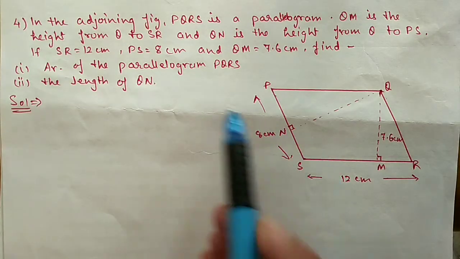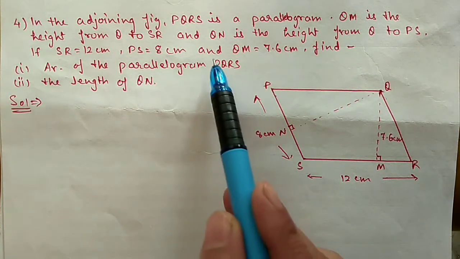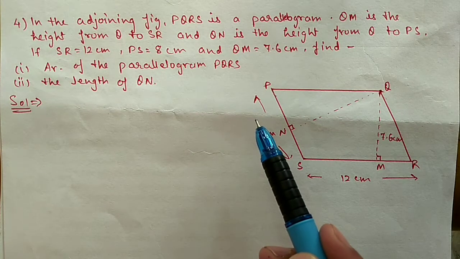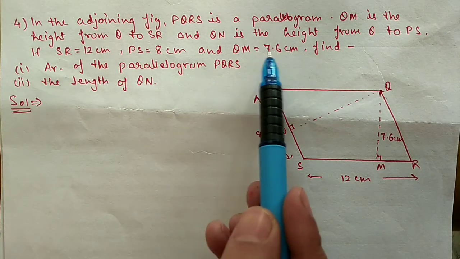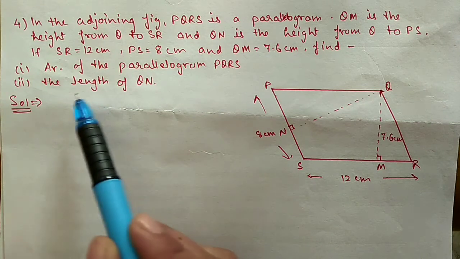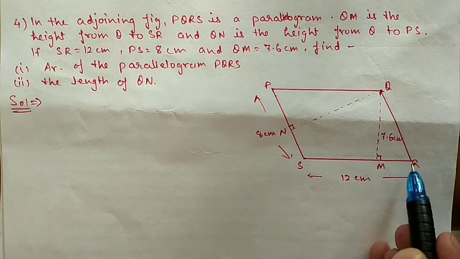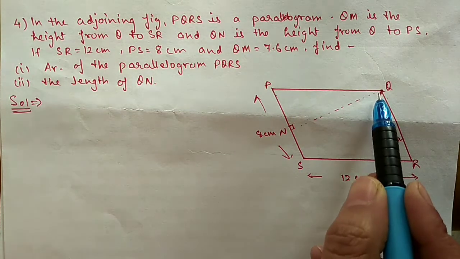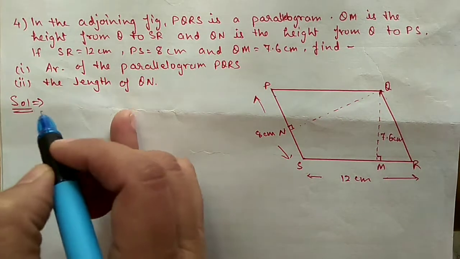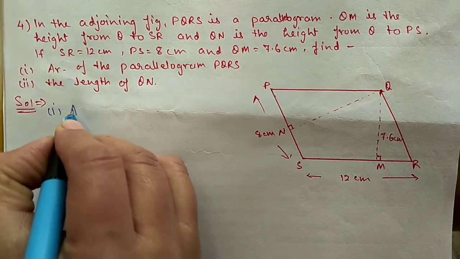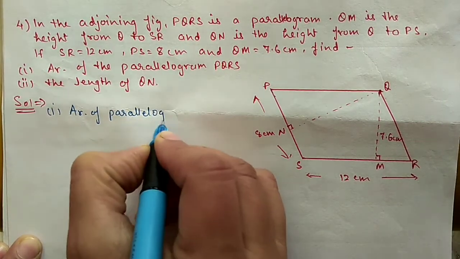Next, question number 4, in the adjoining figure PQRS is a parallelogram. QM is the height from Q to SR and QN is the height from Q to PS. If SR is 12 cm, PS is 8 cm, QM is 7.6 cm, find the area of the parallelogram and the length of QN. So this figure is given, this is a parallelogram. This side is given 12 cm and this is given 8, and this height from here to here is 7.6 cm, and this one we have to find out. So first part, we have to find the area of the parallelogram. Area of parallelogram will be base into height.